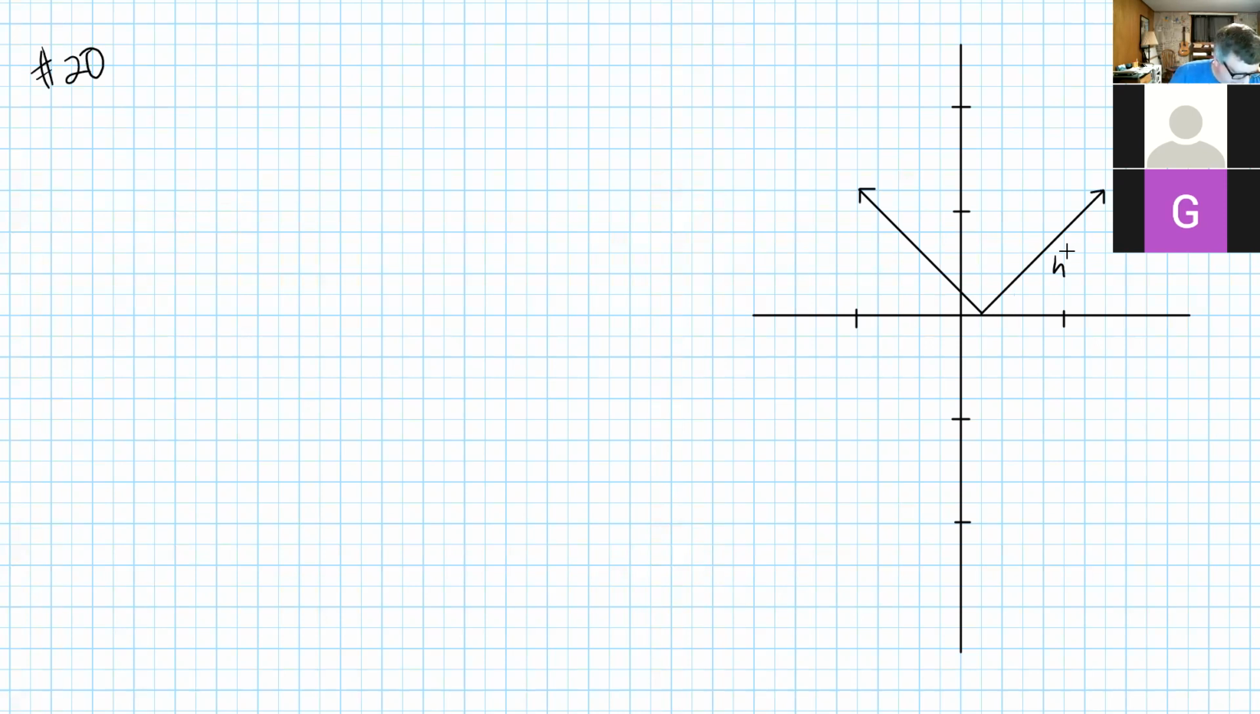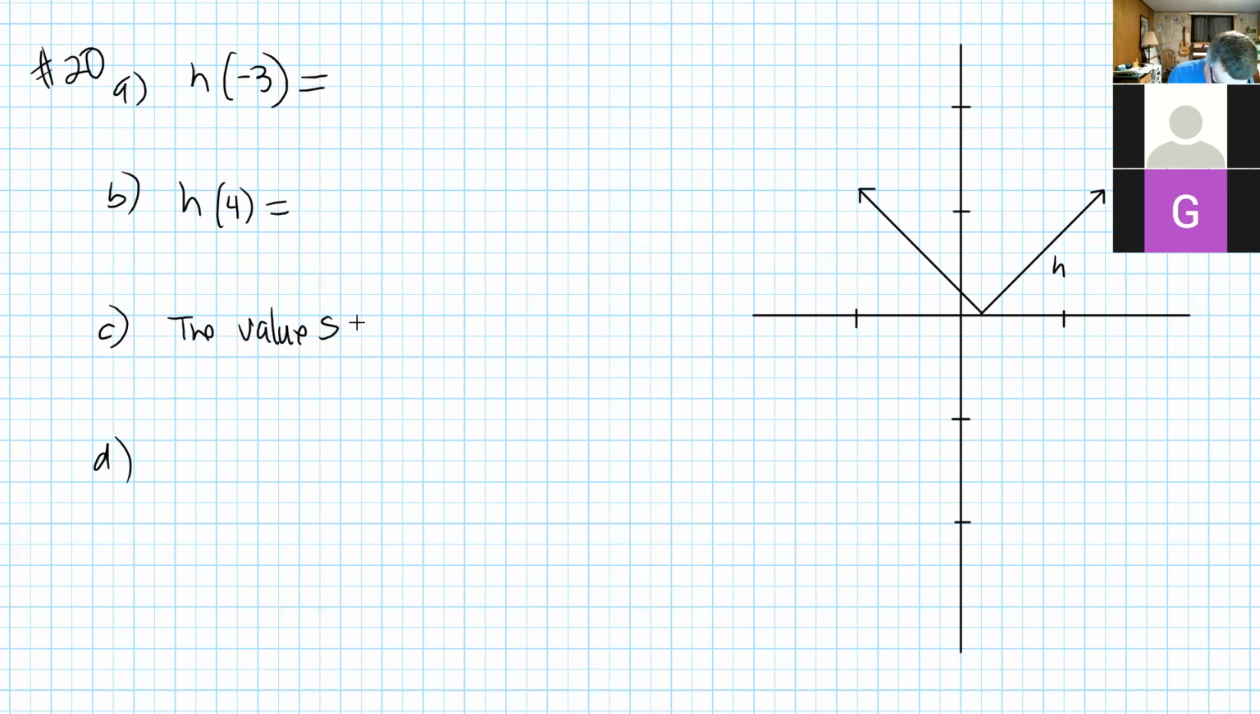This is function H. Part A says find H of -3. H of -3 would be 4, right? Yep. Right there. Good. How about H of 4? Three. H of 4 equals 3. Good.